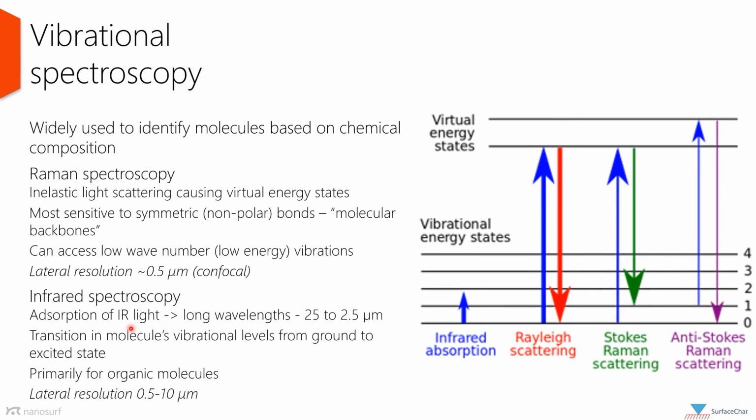This is typically used for organic molecules and can also, depending on the way of the implementation of the technique, deliver resolutions between 0.5 and 10 micrometers. These two techniques provide complementary information. For example, bonds that have a strong Raman signal typically have a low infrared absorption and vice versa.